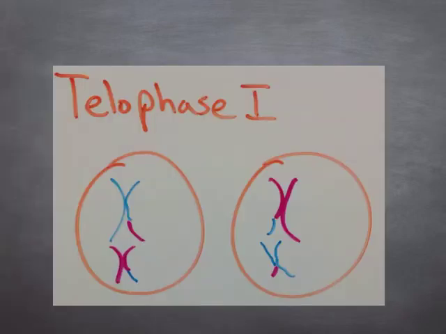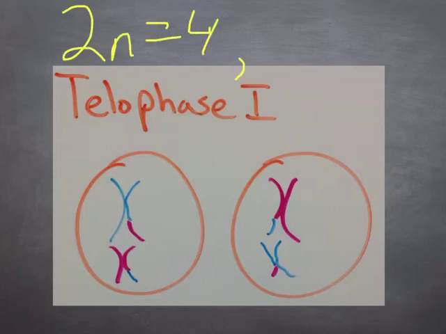Here's what the final cells would look like. Notice we started with 4 chromosomes. Now we only have 2 in each cell, the haploid number. So the 2n number, the diploid number, was 4. The haploid number is now 2. And that's what it should be, right? It should be half of what we have. That way when a sperm and an egg join, we end up back with the diploid number, which is 4.